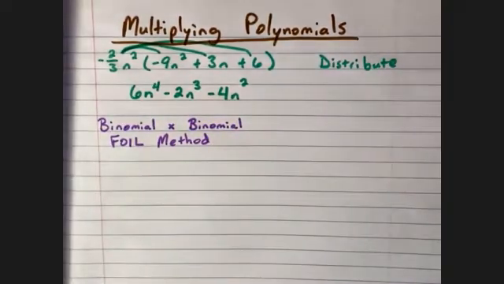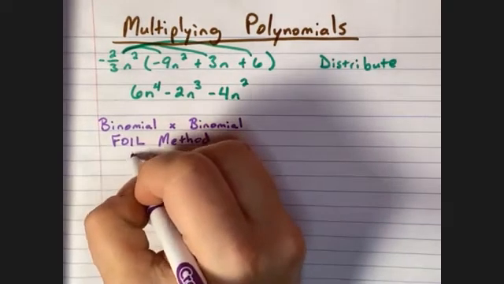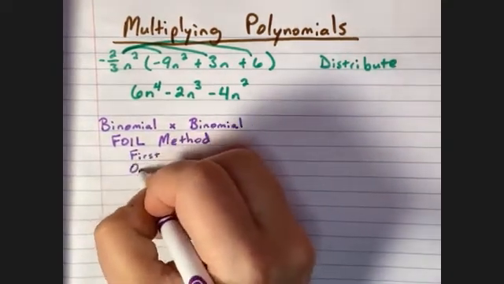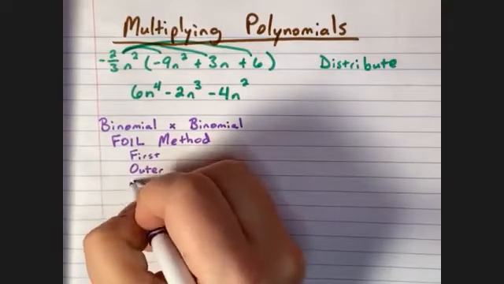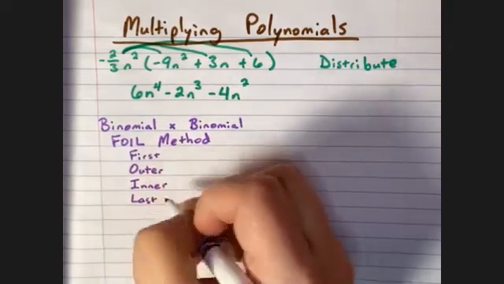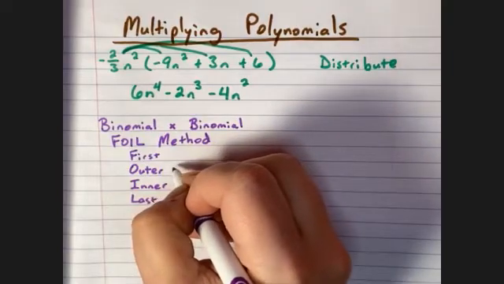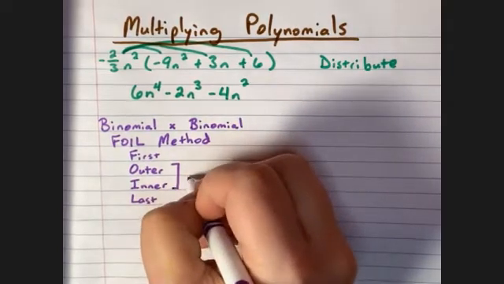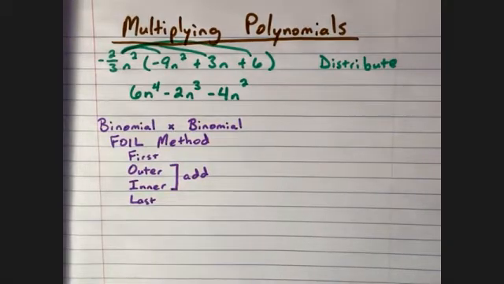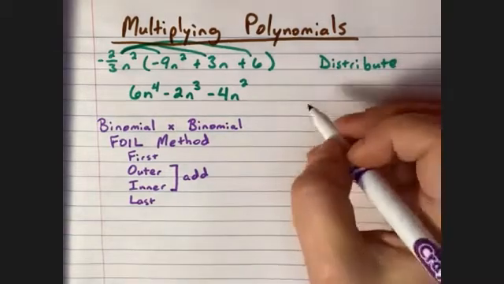And so the FOIL stands for first, outer, inner, and last. And usually, although not always, you're going to take the outer and inner terms and add them. Okay, so you're like writing this down going, I have no idea what you're talking about. Okay, so let me give you an example.